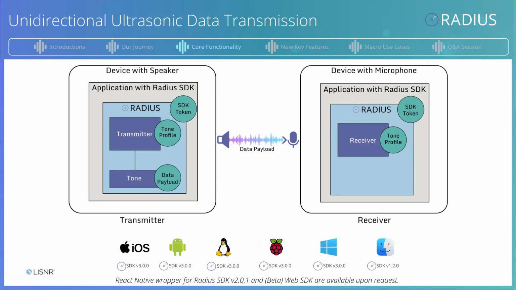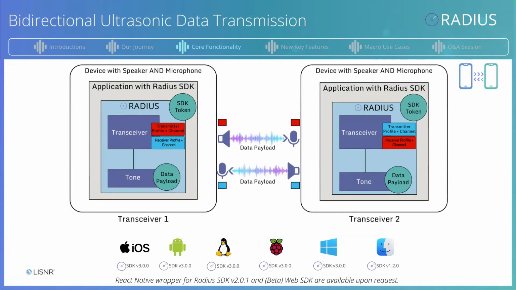We also have a tone service API, which can be used to generate MP3 or WAV files embedded with Radius compatible tone payloads. This may be useful if your platform is not supported, your mobile application has size limitations, or you would like to broadcast from a standalone device, such as a speaker or an intercom system. We'll transition into bidirectional communication next.